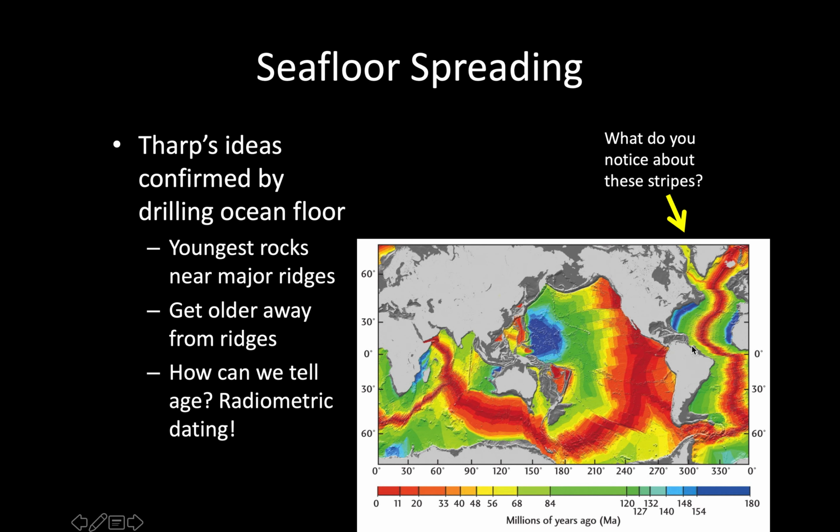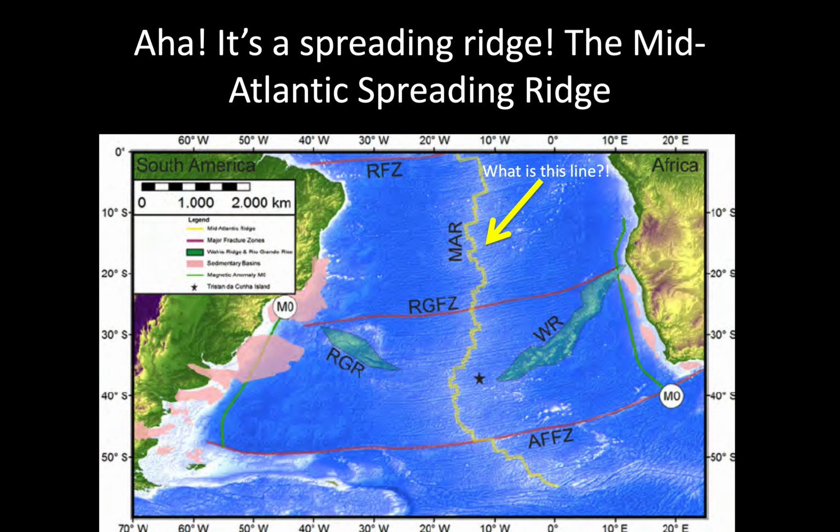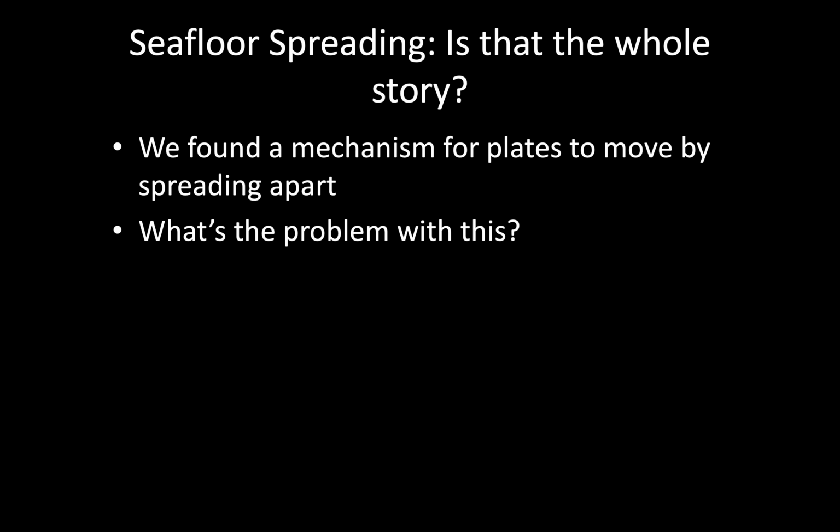Okay? Now, how can we tell about these ages? Well, we can radiometrically date them. Now, this yellow line that we talked about in the first bit of lecture is a spreading ridge. How very exciting for all of us. All right, so seafloor spreading. How we figured out plate tectonics. We found a mechanism for the plates to move by spreading apart.